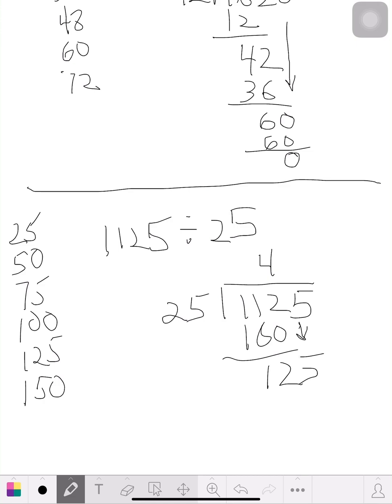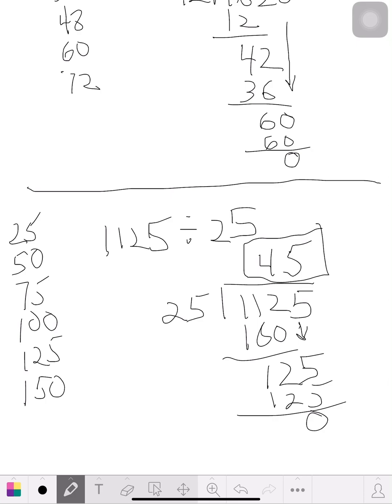I got 125. Now 25 goes into 125. Hey, that's one of the numbers on the side too. So we got 1, 2, 3, 4, 5 times. So we know 5 times 25 is 125. And we got a 0 remainder. So my answer is 45.